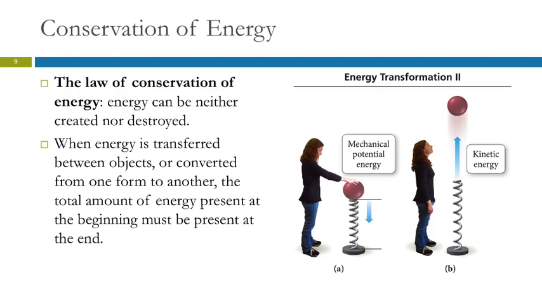So here the woman is applying mechanical potential energy by pressing this ball down on a spring. She's putting energy into this to compress the spring. When she releases the ball, the spring springs and the ball flies up in the air. And energy has been transformed. There's no loss of energy. If we think there's a loss or a gain in energy, it just means that we haven't looked in the right places.